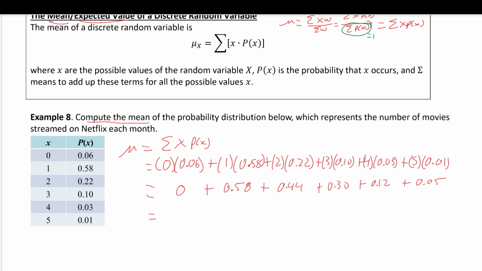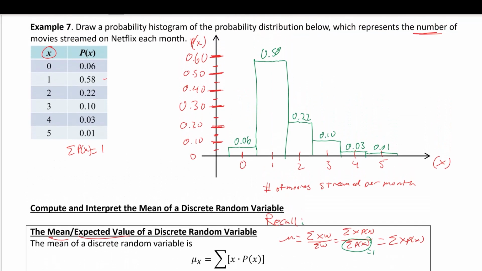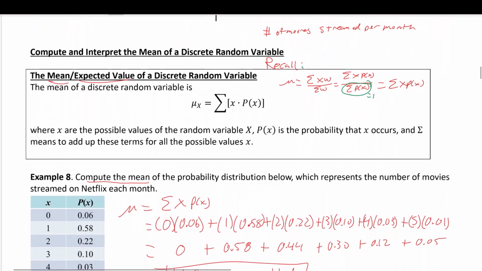You get exactly 1.49. And the units of a mean are always the same units of your x value. So in this case, it's movies watched. So on average, there's 1.49 movies watched per month. And that kind of was in line with my suspicion, right? If we look back up here, 1.5 is around here. So I would say, yeah, that seems appropriate there.